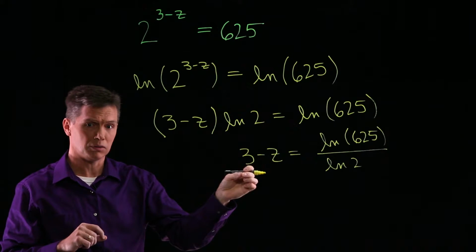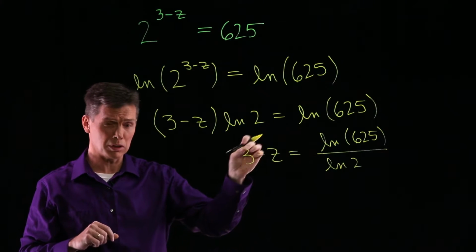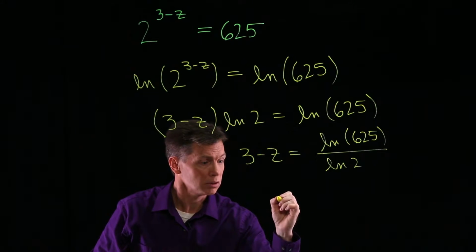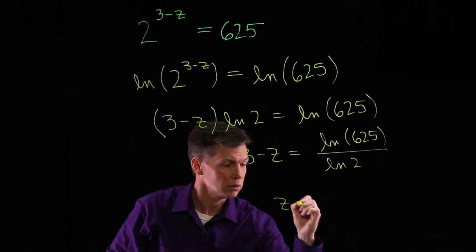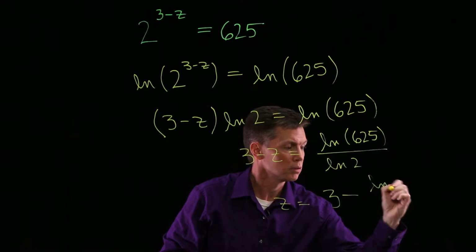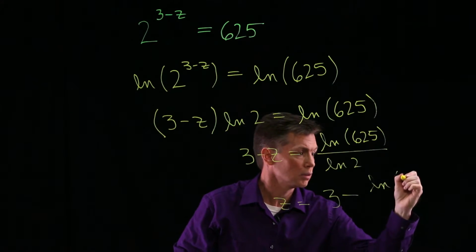One last step to get that z alone is I'd really be getting the 3 on the other side, but watch your signs here. This is going to look like z equals 3 minus natural log.